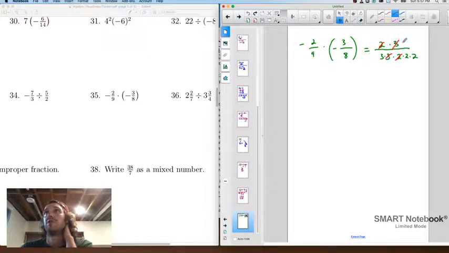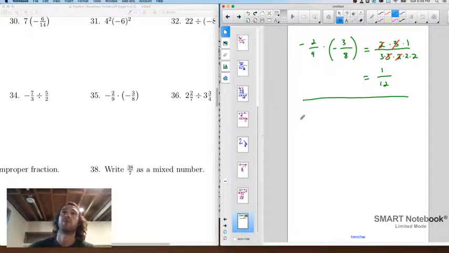2 times 3 is the same as 2 times 3 times 1, so I can throw a 1 up there. And you end up with 1 over, multiply what's left in the bottom, 3 times 2 times 2, which is 3 times 4, which is 12. 1 over 12.